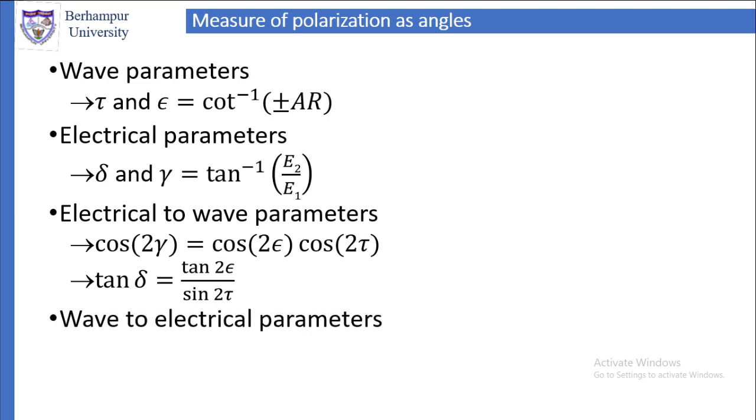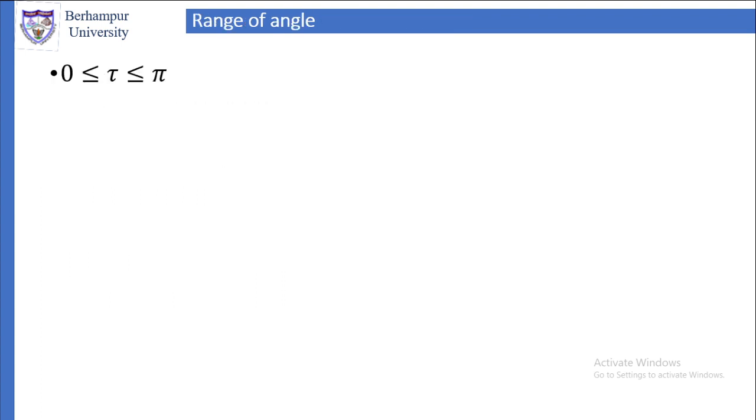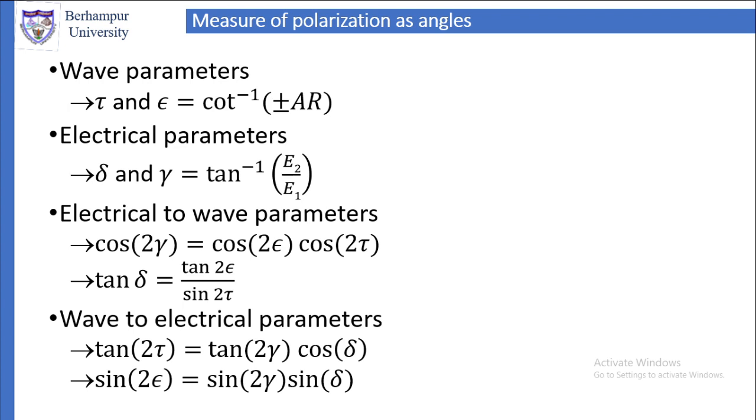This is the conversion. Similarly, for wave parameters to electrical parameters, the conversion is tan 2 tau is equal to tan 2 gamma into cos delta, and sine 2 epsilon is equal to sine 2 gamma into sine delta. Derivation is not necessary for this, so we don't require the derivation of the conversion from electrical to wave or wave to electrical parameters. Just remember these formulas.